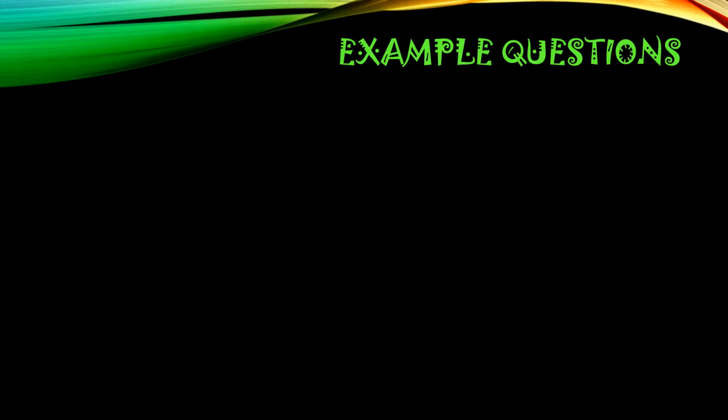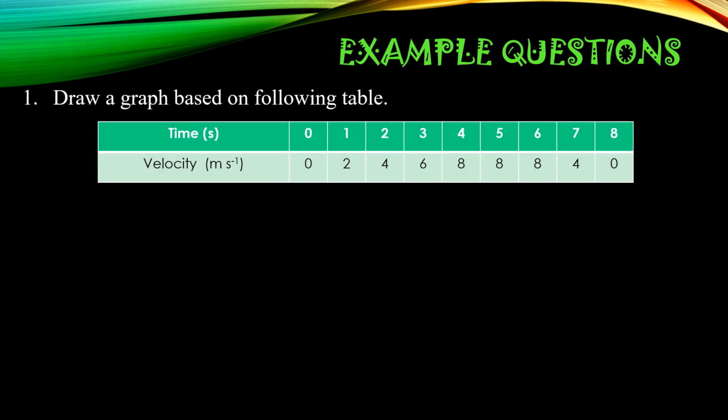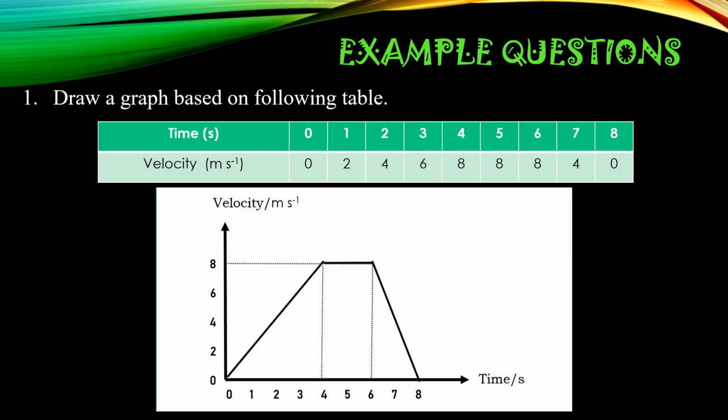Let's get into example questions. Draw a graph based on following table. So they have given values for velocity and time. What you have to do is first draw the x-axis, which is time, and y-axis, which is velocity. Don't forget to put the units. So first what you have to do is mark the coordinates. Time from 0 to 8 and velocity also here from 0 to 8. Then what you have to do is to mark velocity values at each second. Then you have to match them. Then you will get the graph.